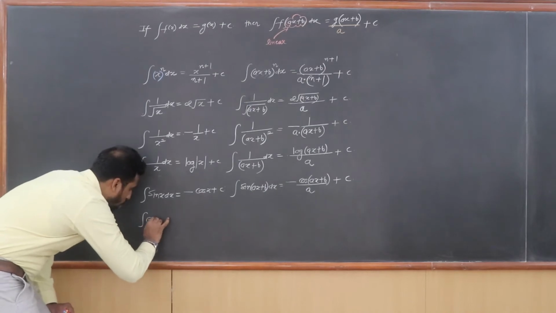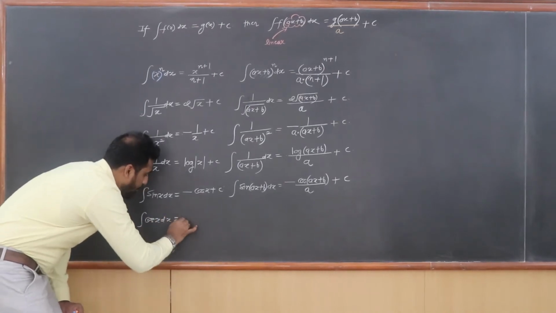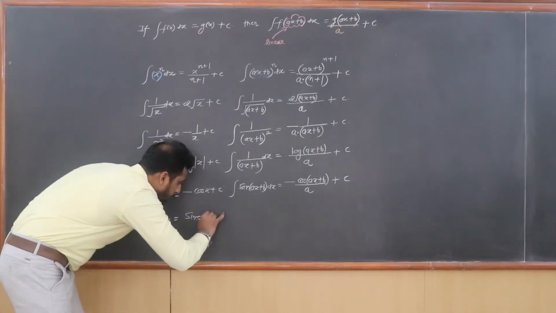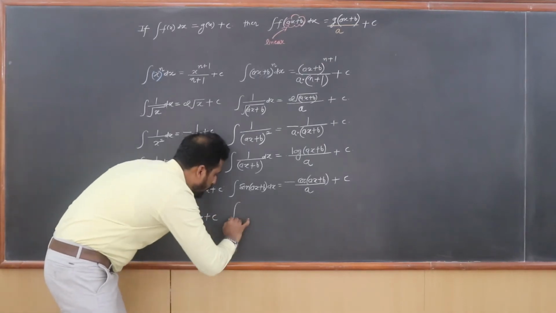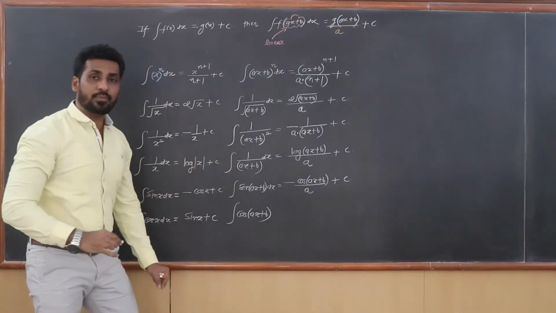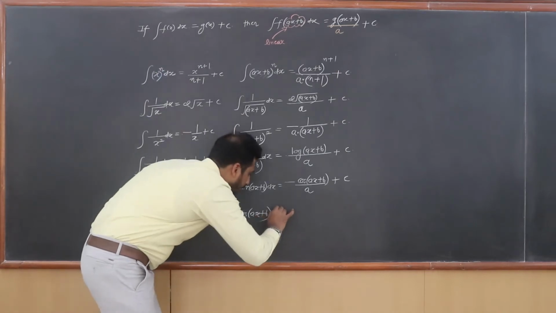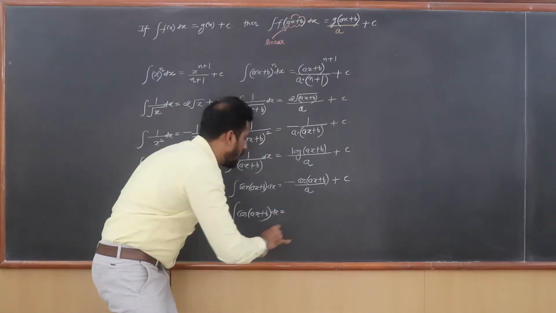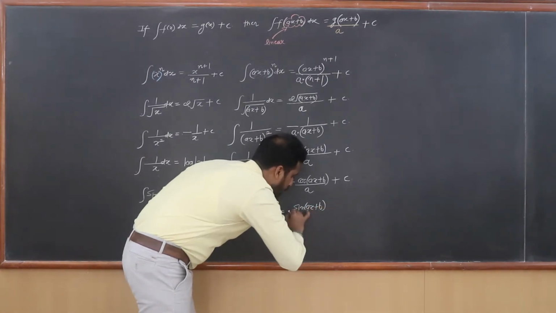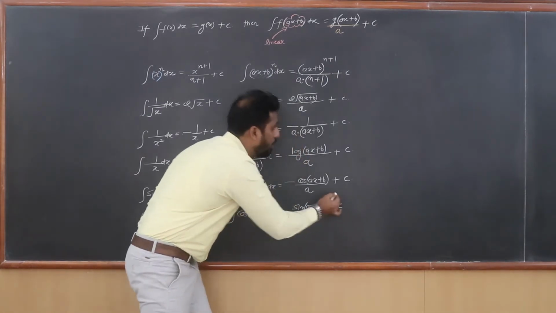Let's move ahead. Let's write integration of cos of x dx. So now if I write the integration of cos of x dx, it is going to be sin x plus c. So therefore integration of cos of ax plus b dx, x replaced with a linear expression ax plus b, my answer is going to come sin of ax plus b upon a plus c.